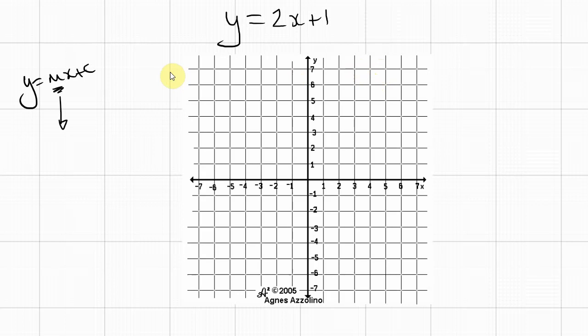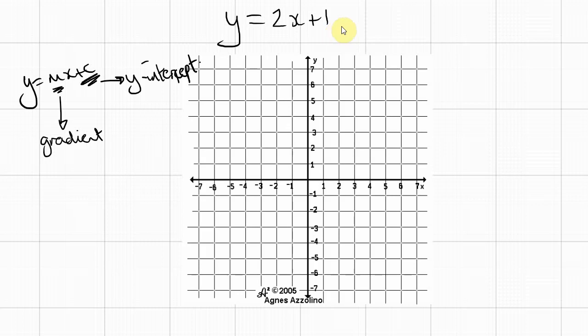The number before our x is going to be our gradient. So that's how steep it is, or every time we go 1 unit to the right, how far we go up or down. And this plus c is going to be our y-intercept. So where we cross the y-axis. This one in the middle here. So, in this case we've got plus 1.